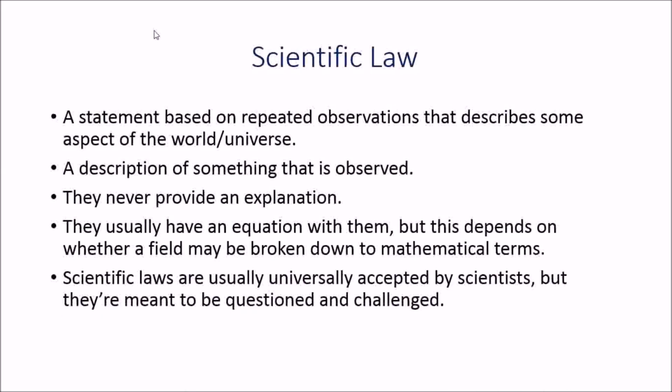E, scientific laws are universally accepted by scientists, but they're meant to be questioned and challenged. The speed of light was known as the fastest in the universe. It was a law. However, it's questionable now if it's a law. There are many hypothetical situations when the speed of light might not be the fastest in the world or the universe. Scientists are always trying to find something faster than it. By the way, it's one of Einstein's laws.